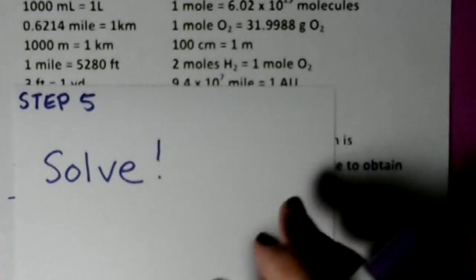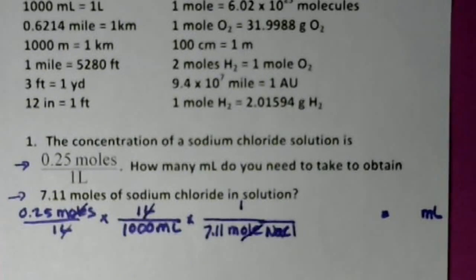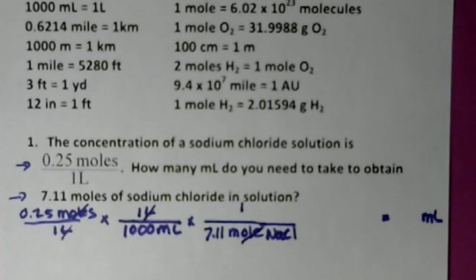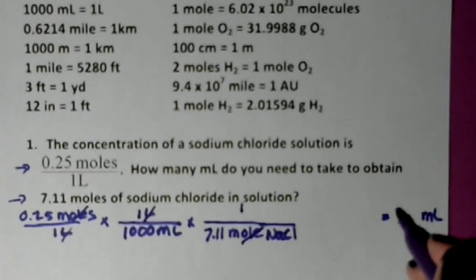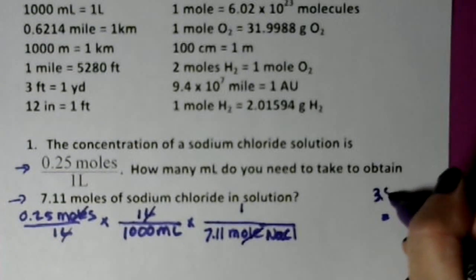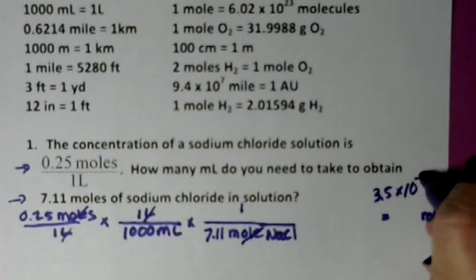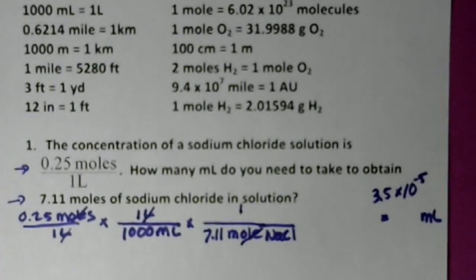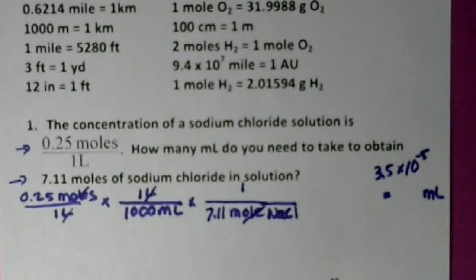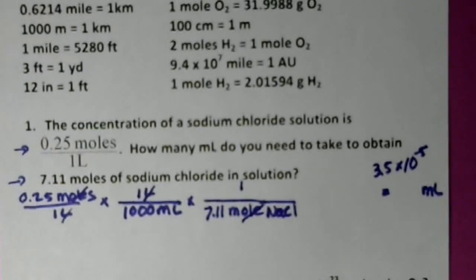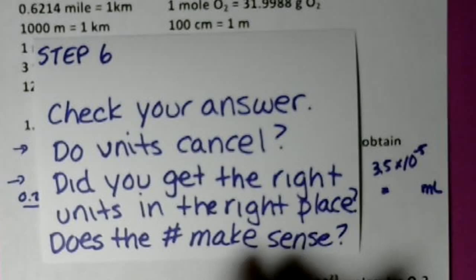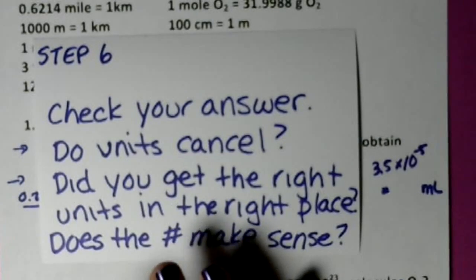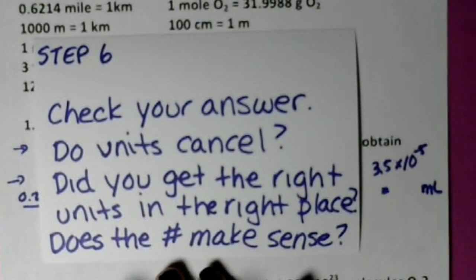So I'm at step 5, which is solve. So I get out my calculator and I put in 0.25 divided by 1,000 divided by 7.1, and I get a number about 3.5 times 10 to the negative 5th. That would be in milliliters. So I've done steps 1 through 5. Things look good. Now I'm going to do step 6, which sometimes I forget, but especially when we're talking about mistakes, we need to do step 6 to find those mistakes.